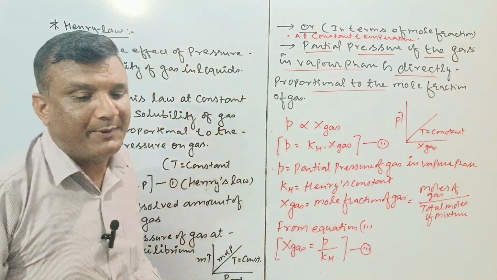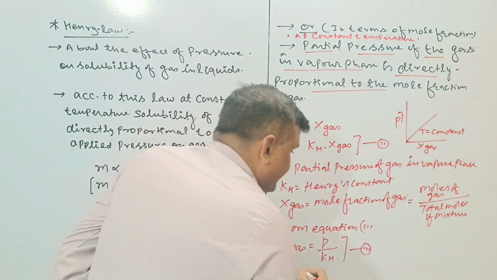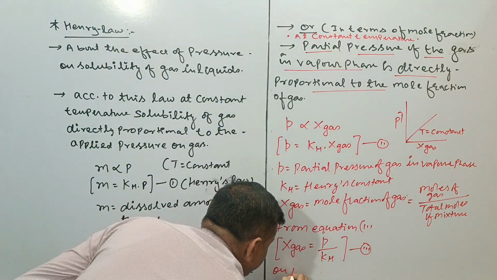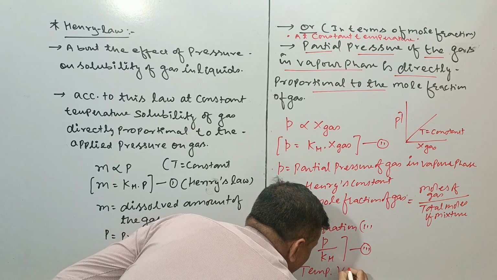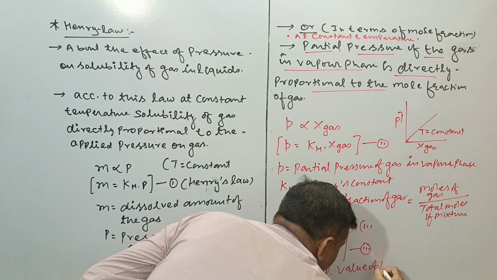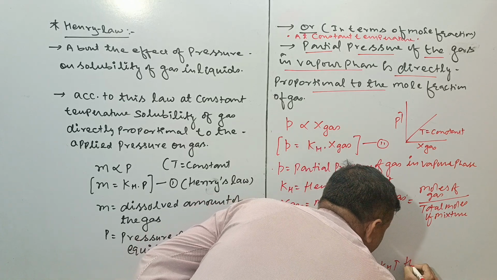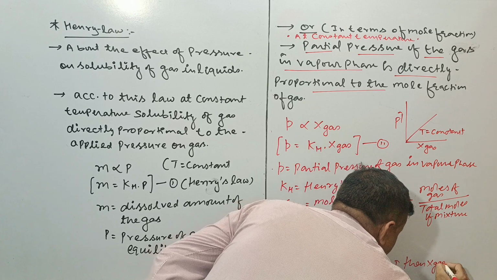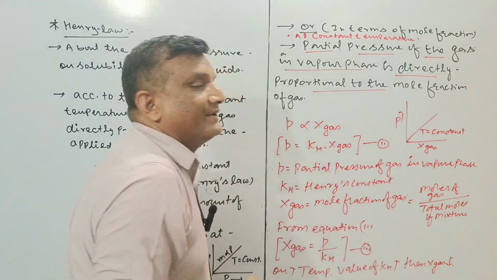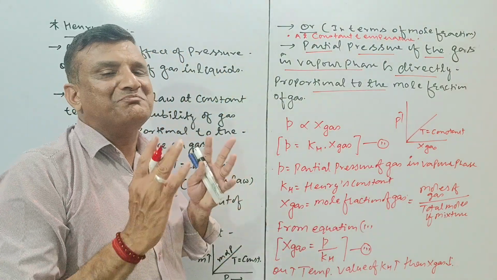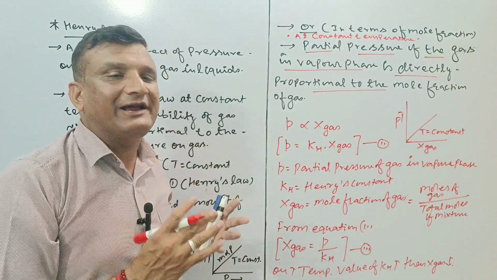Here's one of the important things. On increasing temperature, the value of KH also increases. Then x of gas, meaning the mole fraction of the gas, decreases. That's why we can say that cold water is much better than hot water for aquatic animals.